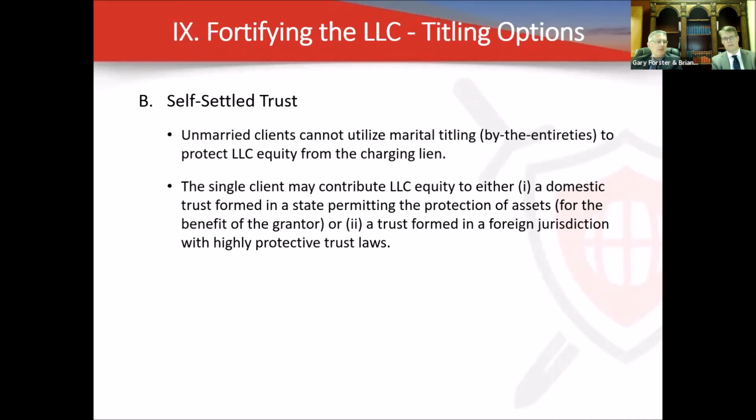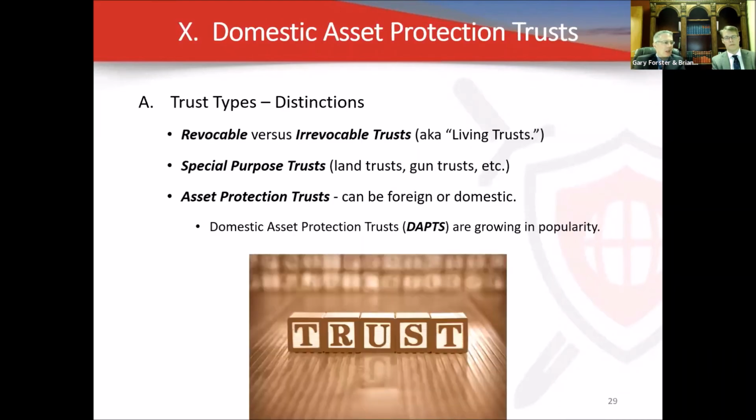Let's add it to a self-settled asset protection trust in Nevada, South Dakota, which says if I put something in the trust and I use a Nevada trustee, Nevada statute says you cannot reach it. You cannot reach it on a later claim. That is your answer for the self-settled trust in terms of the single member LLC. There's all kinds of trusts. I'd like Brian to say a few words on the tax.